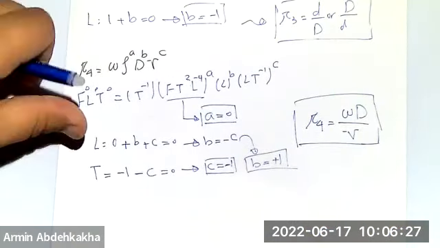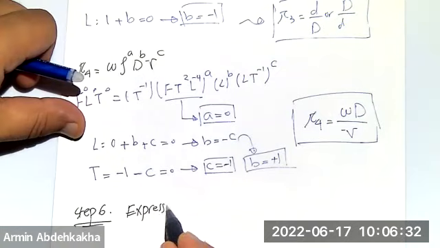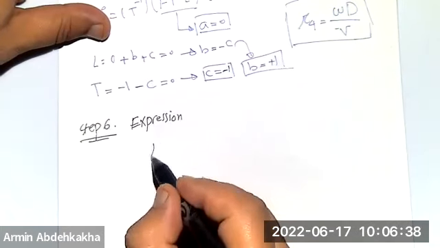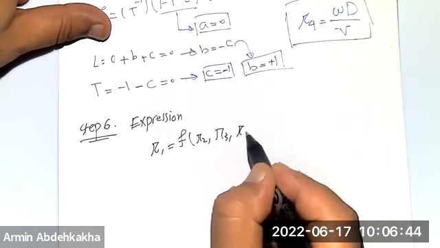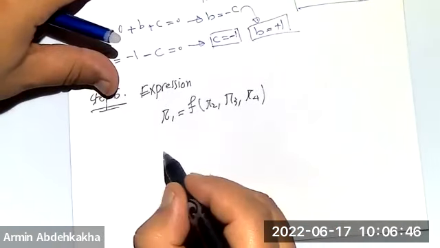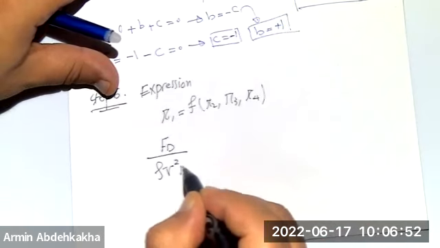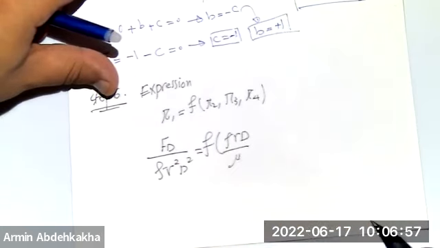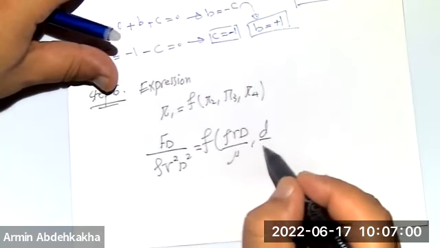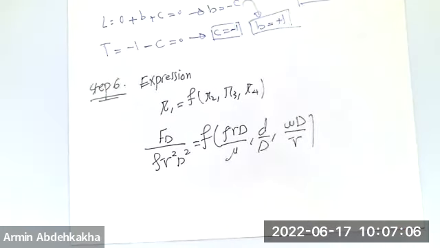This is your part 4. Step 6, expression. Final form, right? So pi 1 should be a function of pi 2, pi 3, and pi 4. Okay, so pi 1, FD over rho V squared D squared, is equal to a function of rho V D over mu, the Reynolds number, and omega D over V. That's your final form.